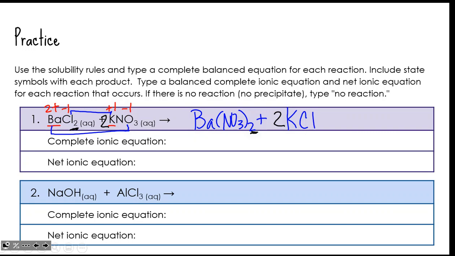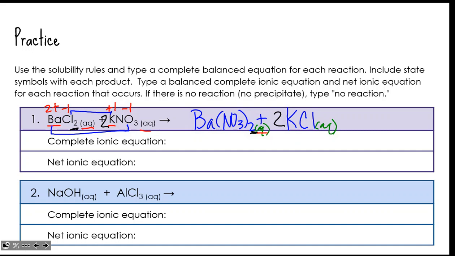And feel free to respond in the chat. Barium nitrate, AQ or solid? AQ, very good. So we put this here. I have to put it small because I didn't space it out well enough. Potassium chloride, AQ or solid? AQ. Good. Well, this is an interesting one. Everything in it happens to be AQ.